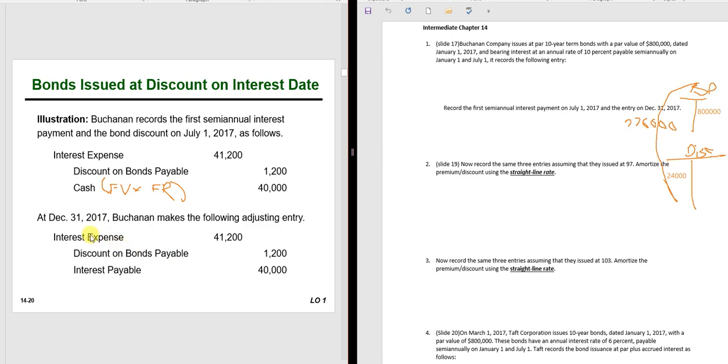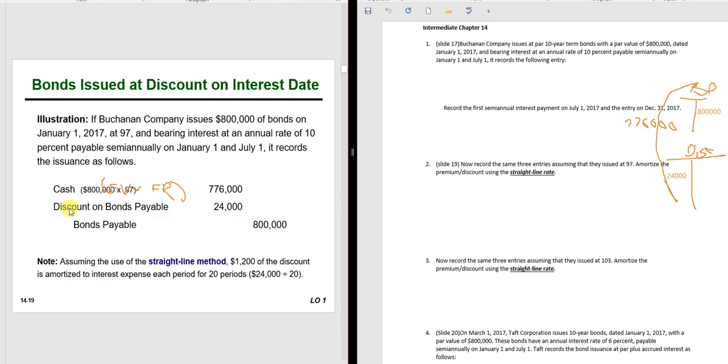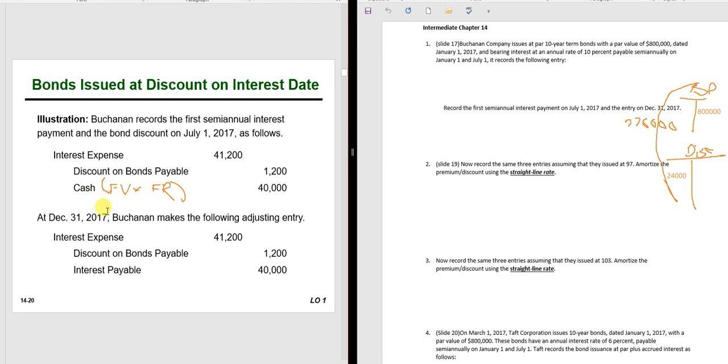Then I want you to debit interest expense, but leave the amount blank right now. And then go back to the prior slide, and you see that you've got discount on bonds payable is debited. So I'm getting rid of it. So I credit discount on bonds payable for $1,200 and $1,200. So notice what is happening here is I'm going to put $1,200 here, possibly if I can get it there.